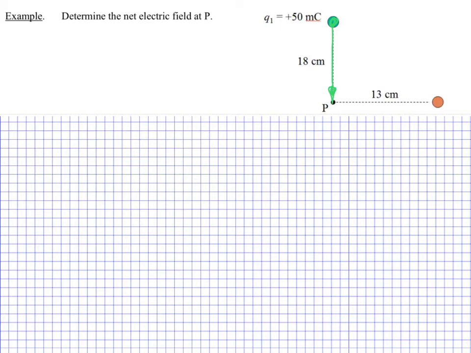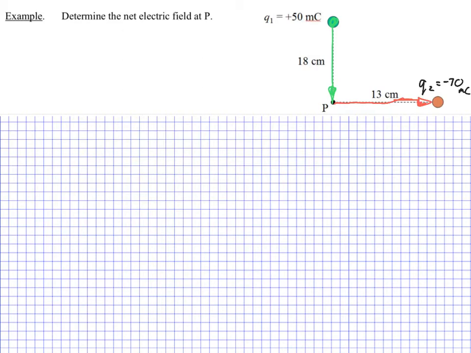I think I've cut it off. I'll have to put that in. This should be part of our example. Q2 should be given, and it's negative 70 millicoulombs. So we already know that one. That's a negative, and as we know, the field lines for a negative go towards the negative. So that field line is going to go towards, like that.